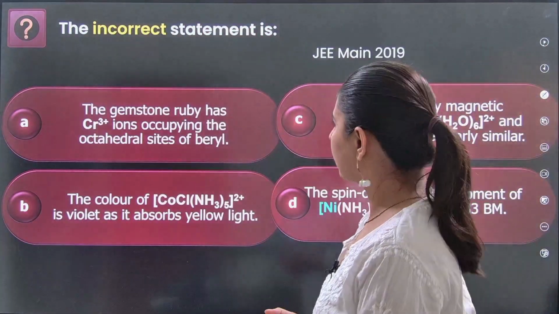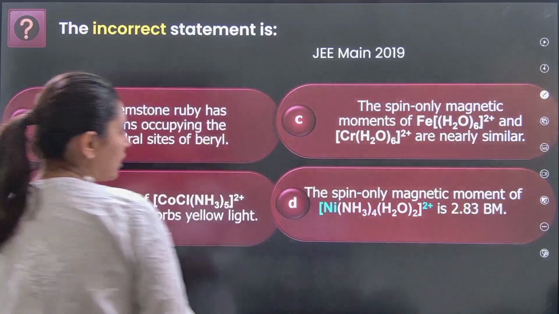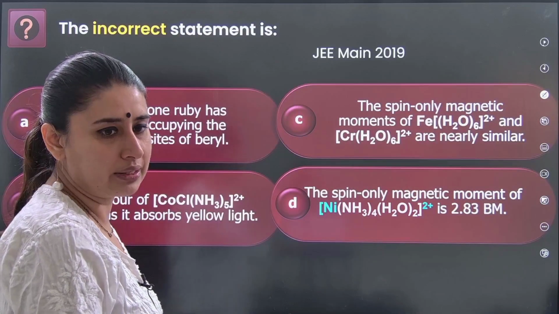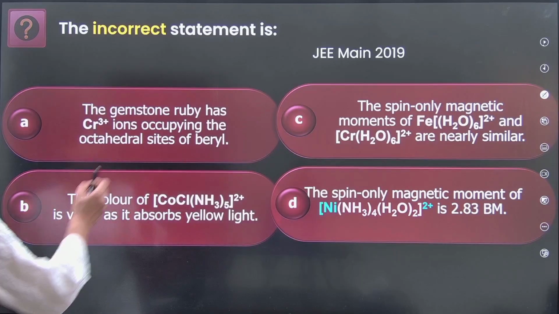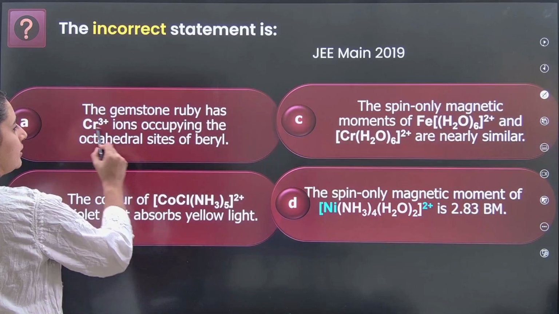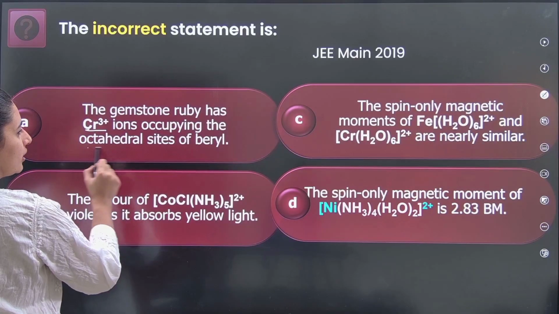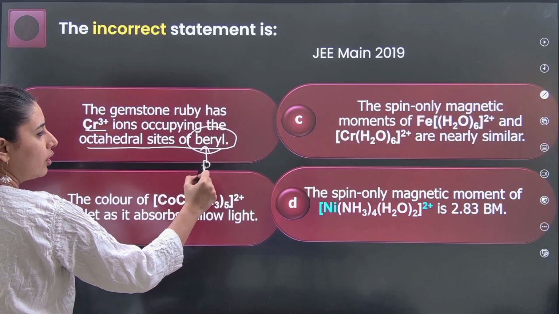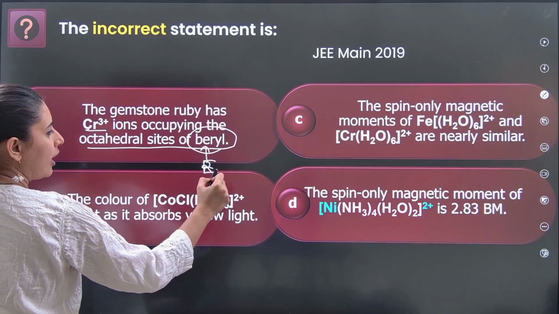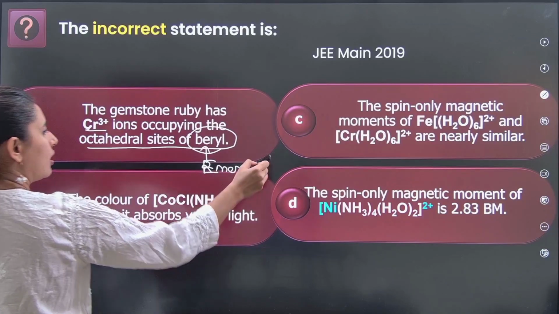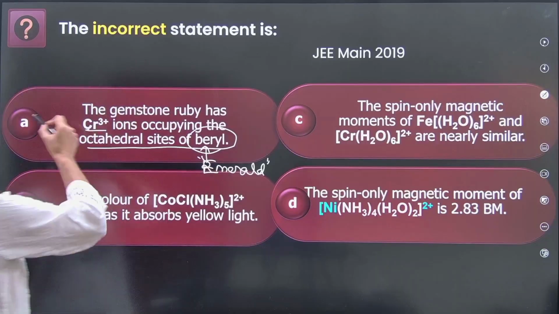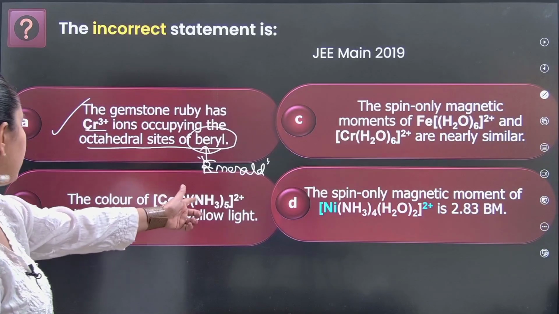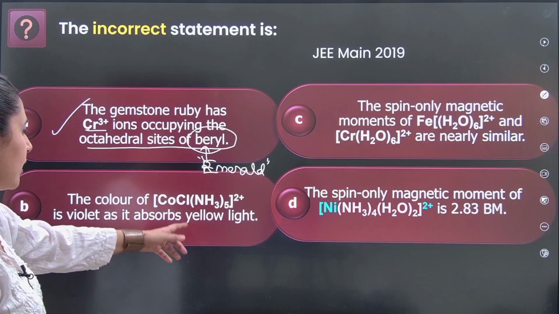Okay, now you can see the question that was asked in JEE Mains 2019. Let's check this question, guys. So, are we clear? The gemstone ruby is having Cr3+ ions occupying the octahedral sites of beryl. The moment you see beryl, is this for ruby? No, this is for emerald. This question is indirectly asking about that box which is there in your NCERT. The color of the [Co(NH3)5Cl]2+ is violet as it absorbs yellow light.